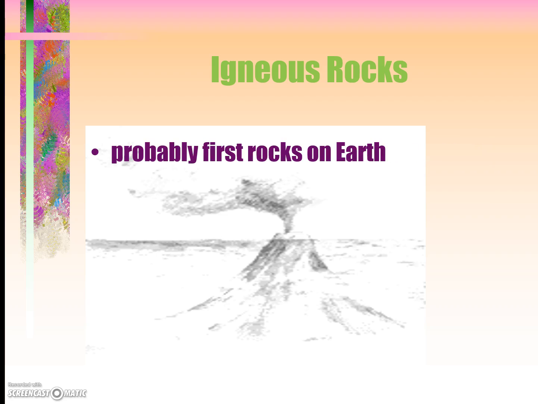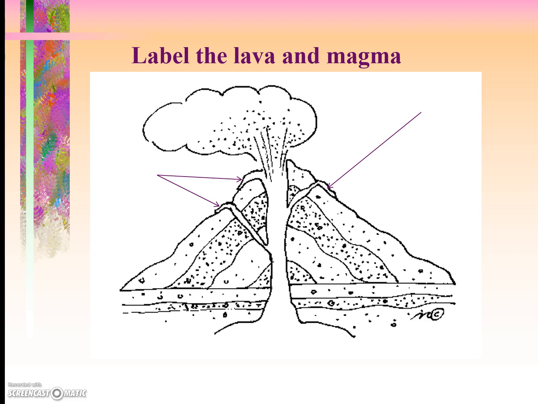Alright, so igneous rocks, they were probably the first rocks on Earth, even though they're not the most found rocks, but they're probably the first rocks that were here. Igneous actually means fire, which is kind of cool because they have to do with volcanoes. So you can think of ignite when you hear igneous, because ignite, fire, volcanoes, all that different kind of stuff.